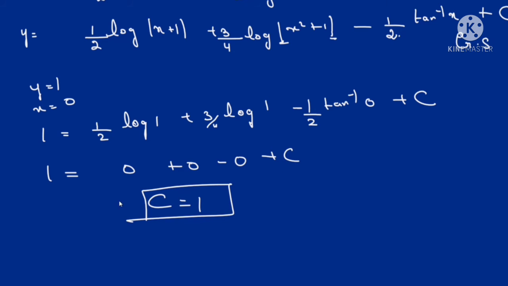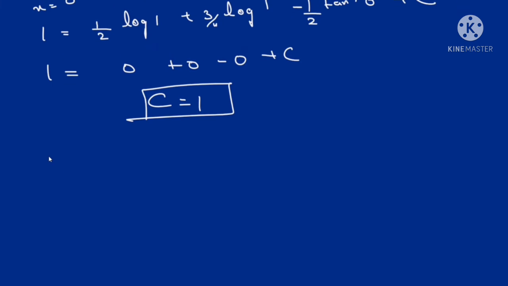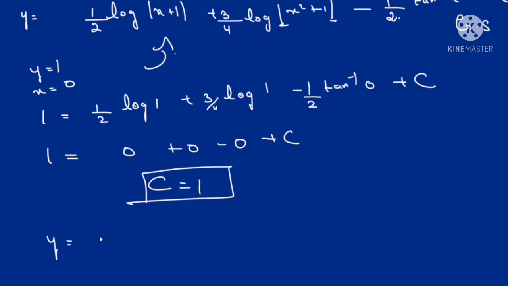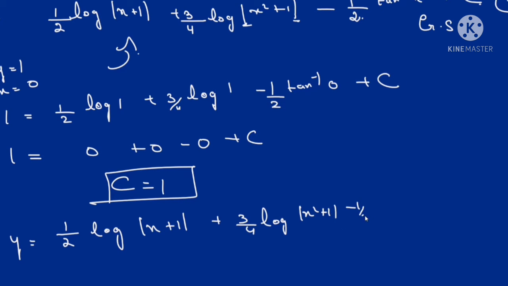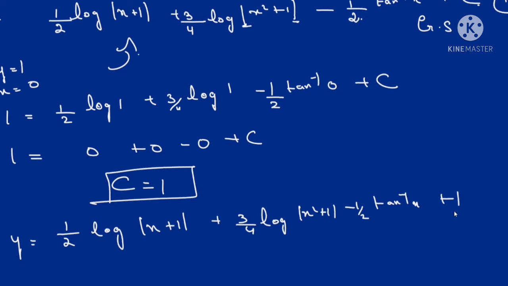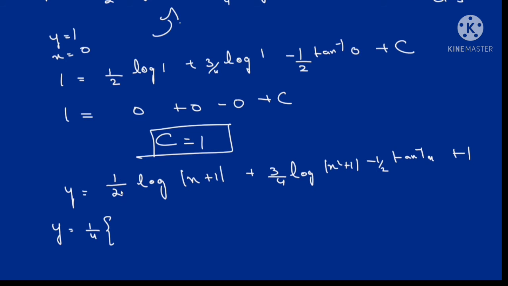So we found the constant c, put it back in the general solution. So y is equal to half log of x plus 1, plus 3 by 4 log of x square plus 1, minus 1 by 2 tan inverse x, plus 1. So that's the answer.